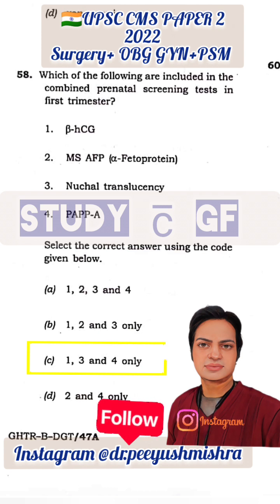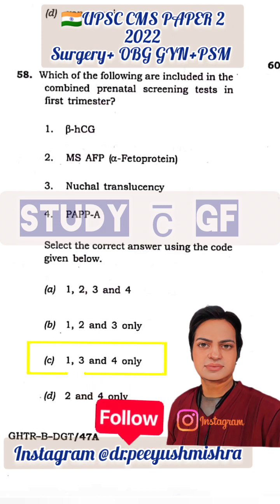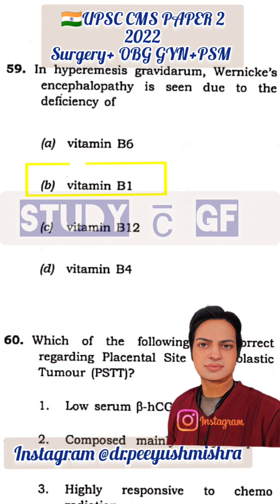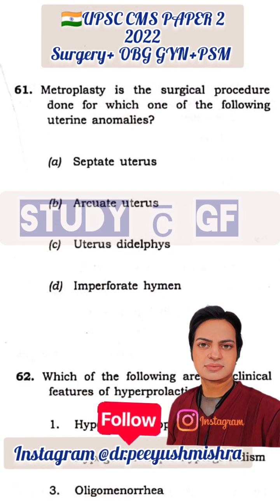Which of the following are included in combined prenatal screening test in first trimester? Beta HCG, nuchal translucency, PAPP-A. Hyperemesis gravidarum. Wernicke's encephalopathy is seen due to deficiency of vitamin B1. Which of the following are correct regarding placental site trophoblastic tumor PSTT? Low serum beta HCG, composed mainly of cytotrophoblast, local invasion into myometrium.